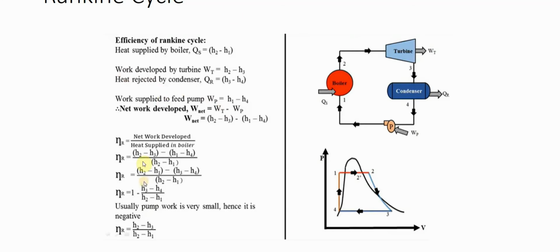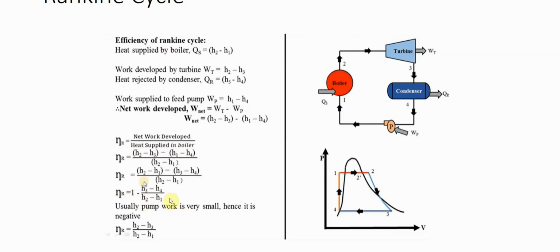And what is the heat supplied in the boiler? H2 minus H1, because for the boiler, H2 minus H1 is the QS. So it will be in the denominator, H2 minus H1. Now you can rearrange the figure. When you rearrange, for example, the numerator, H2 minus H3 minus H1, you will get the formula.